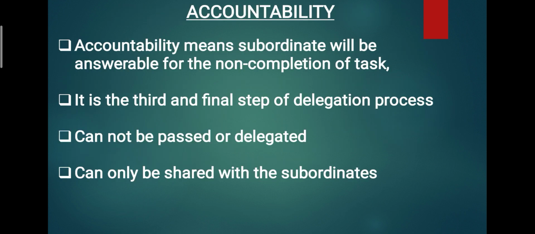Then comes accountability. What is accountability? Accountability means subordinates will be answerable for the non-completion of the task. If work will not be completed, subordinates will answer why the work is not completed. It is the third and the last step in the delegation process. And always remember, accountability can never be passed or delegated.